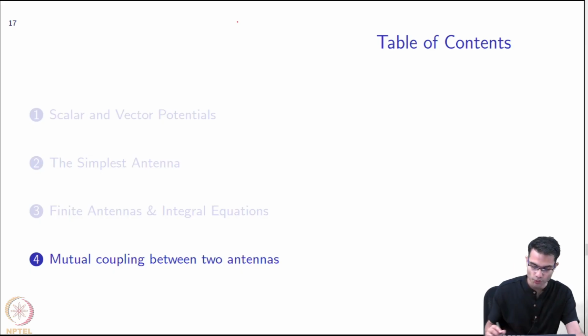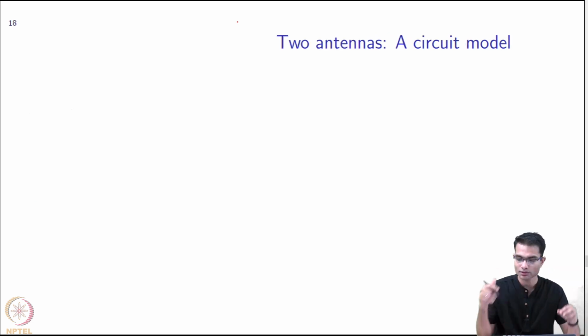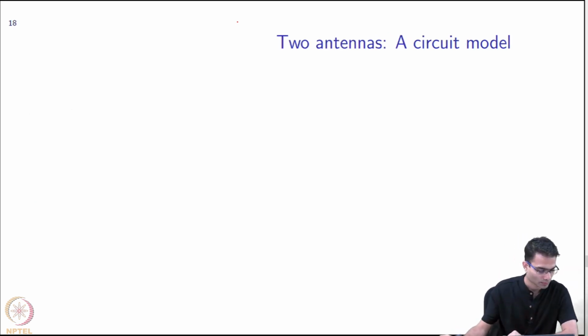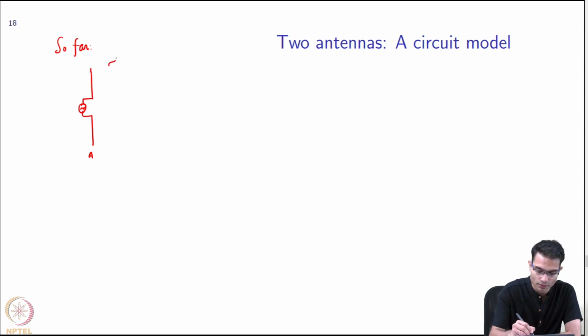Okay, so coming to the mutual coupling between two antennas. This is another major application of CEM. Let's look at what we have done so far. We had one antenna like this. Let's call it antenna A. What was this antenna A doing? It was radiating a field in free space.